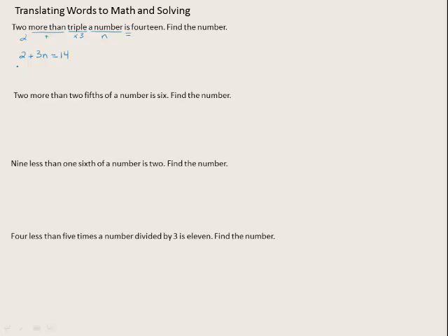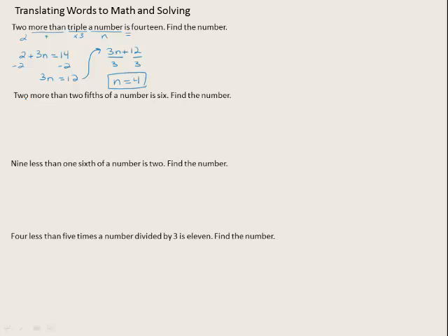Now that I've set that up, I can solve the equation. Subtract both sides by 2. I get 3n equals 12. Divide both sides by 3 to get that n is equal to 4.